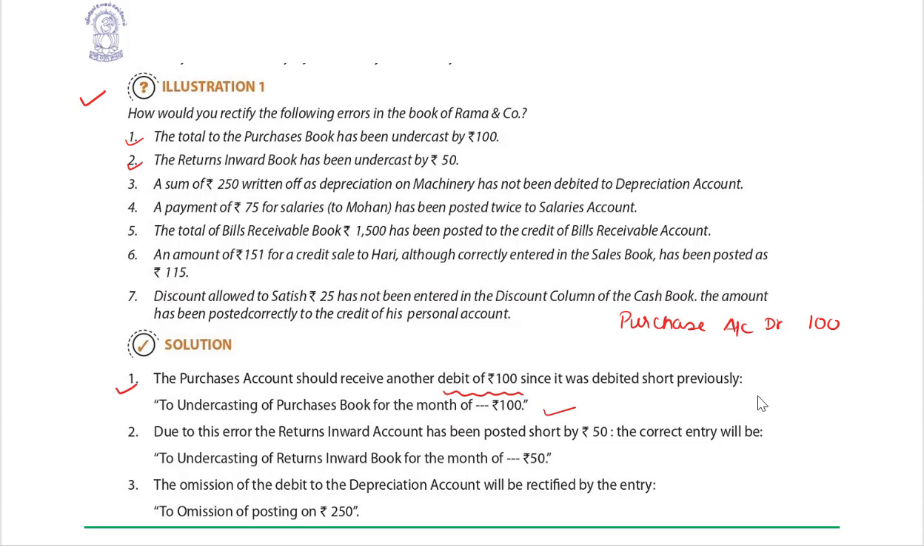The return inward book has been undercast by 50. My dear students, return inward is sales return, and sales return is less by 50, undercast by 50. So what will we do? We need to debit sales return. Just read it over here. Due to this error, the return account has been posted short by 50. The error may be corrected due to undercasting of return inward for the month of 50. Getting it?